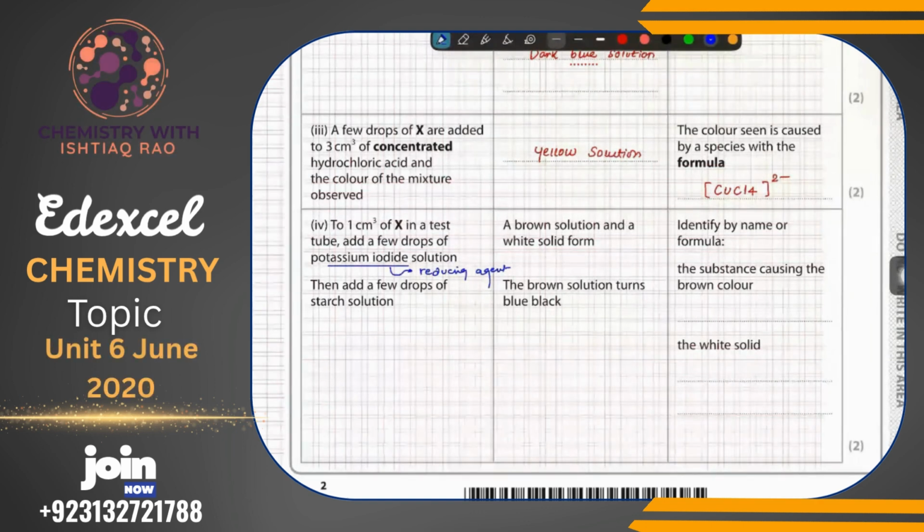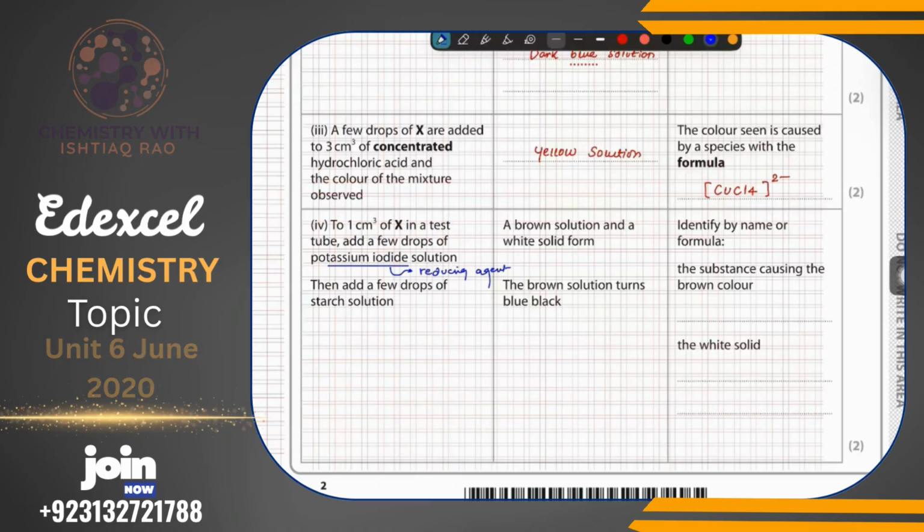Identify by name or formula the substance causing the brown color and the white solid. So first of all we got the brown color, so it's due to the iodine, of course. It's due to the iodine. And then they are saying the white solid. Is that due to starch? Starch is a solution. They are talking about the white solid. And remember, it's a reducing agent.